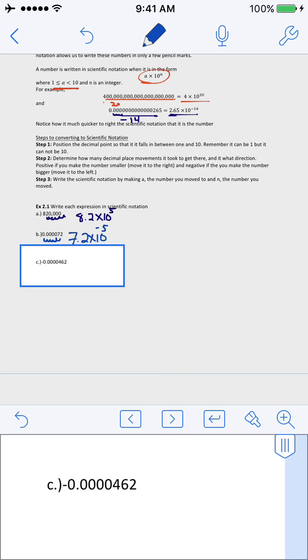All right, I encourage you to stop the video now and try this last one on your own. Only take about 5 seconds, though. Okay, maybe 10. Try 10 seconds.